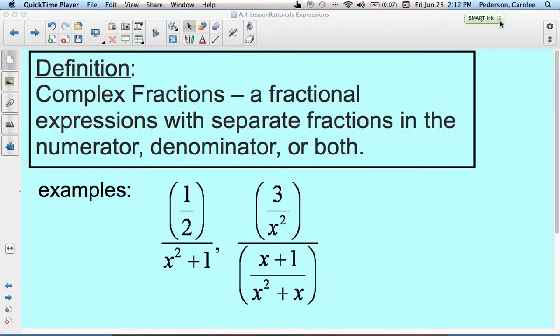This next video is on complex fractions. The definition of a complex fraction is a fraction with separate fractions in the numerator, the denominator, or both. So here are some examples: 1/2 divided by x squared plus 1, or 3 over x squared divided by x plus 1 over x squared plus x.